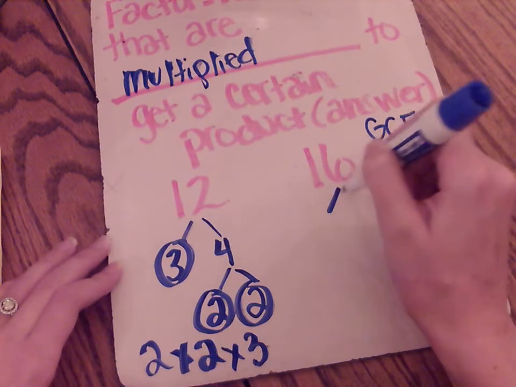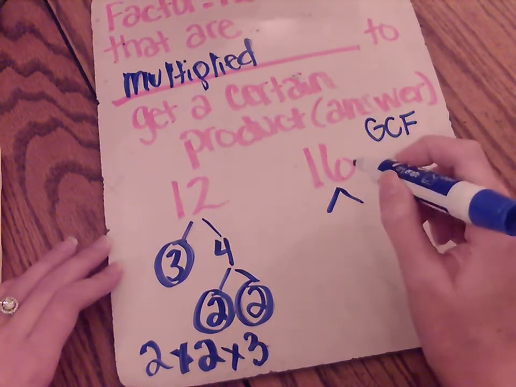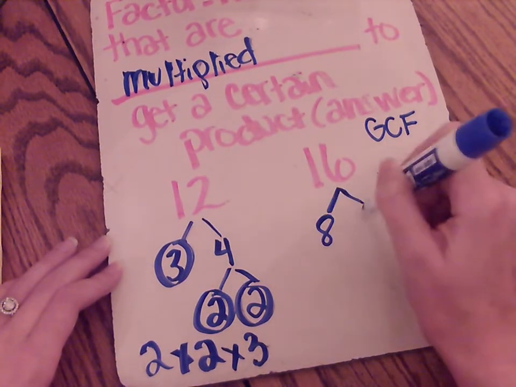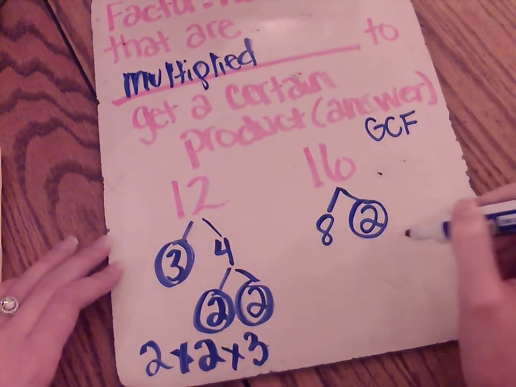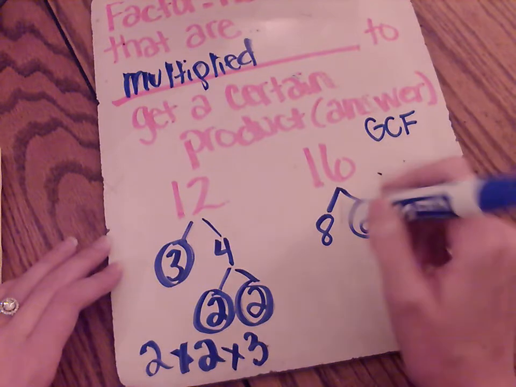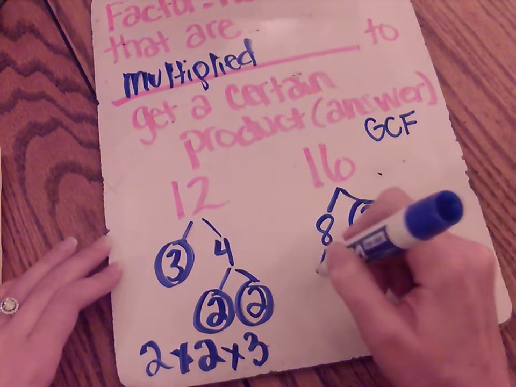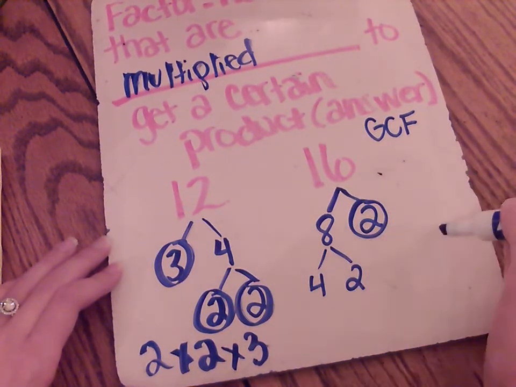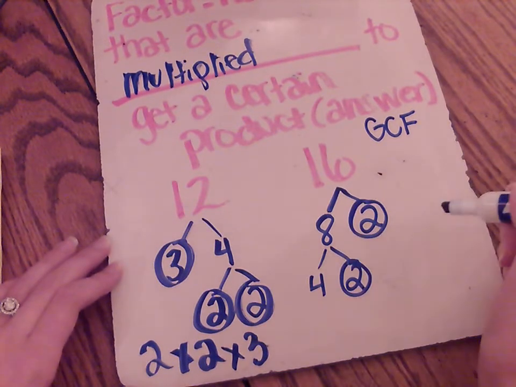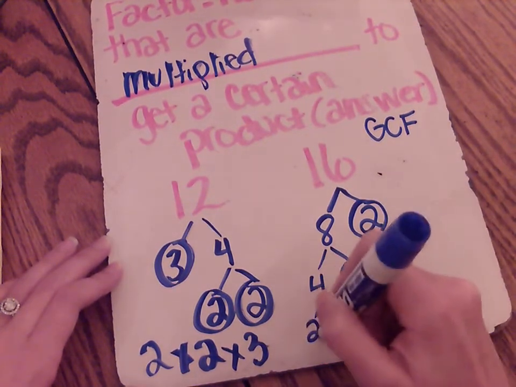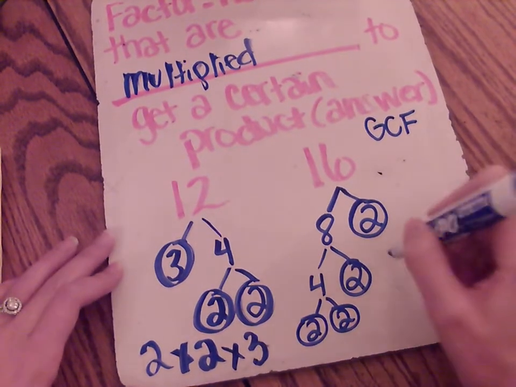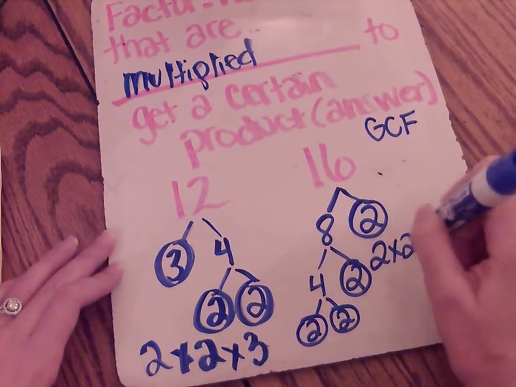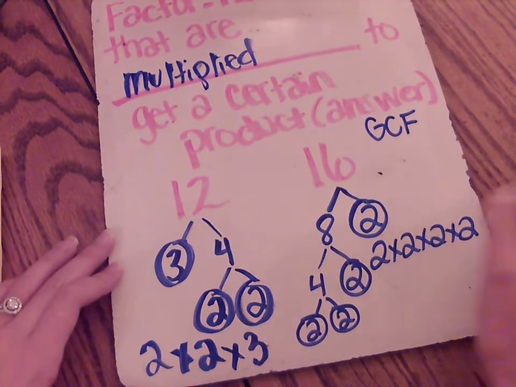Now let's look at 16. Let's see, I'm going to do 8 times 2. 8 and 2. Again, 2 is a prime number, so I'm done with that. Can't branch off anymore. But when it comes to 8, I can do 4 times 2. Again, done with 2. I can branch off from 4 and do 2 times 2, and I'm done with that. So that will look like 2 times 2 times 2 times 2.